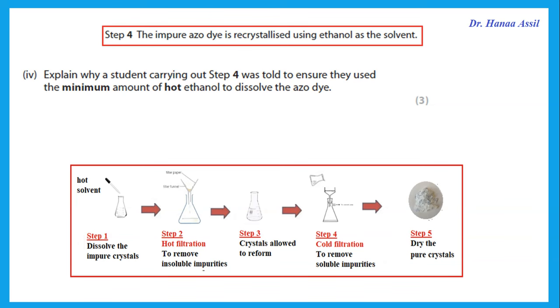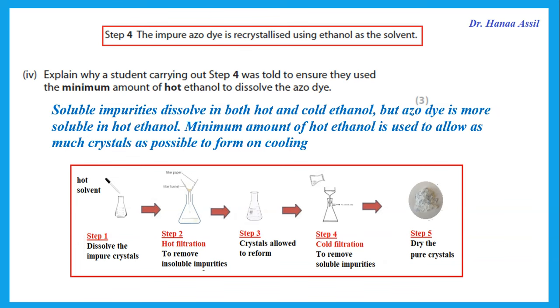When we're doing recrystallization of a solid, first we should dissolve it in the minimum amount of hot solvent, and that is in order to allow as many crystals as possible to form on cooling, because if I add too much solvent at the beginning, then when I leave it to cool, some of the solid will remain in the solution. So the first thing we do is dissolve in a very small amount of hot solvent, filter while hot in order to remove insoluble impurities, and then allow it to cool to form crystals.